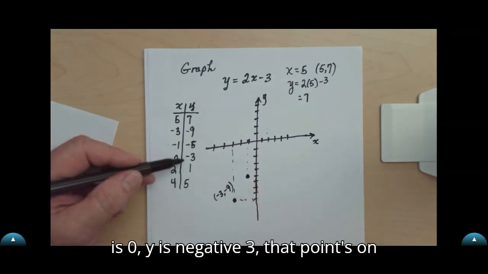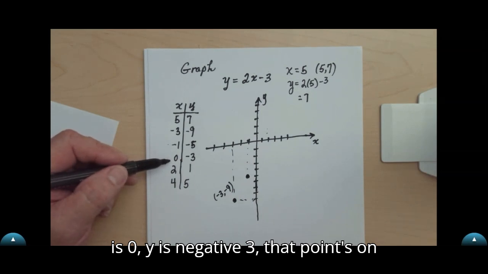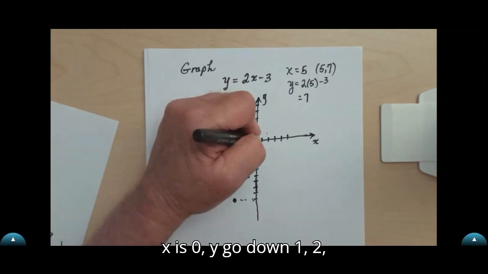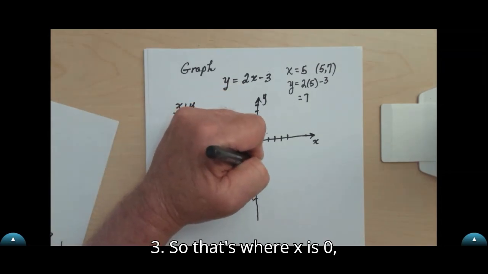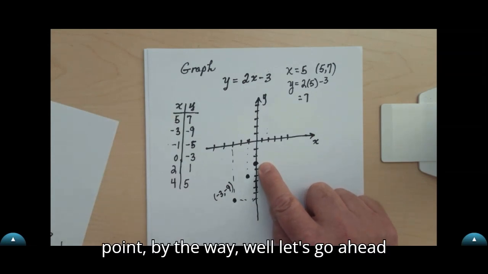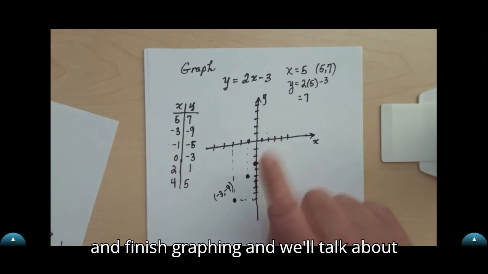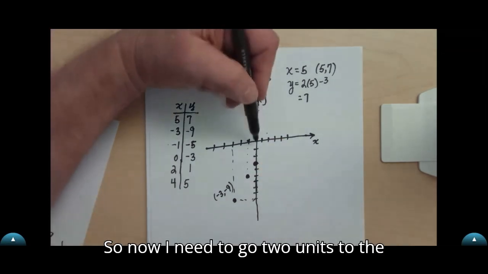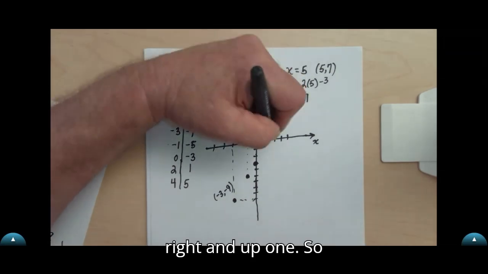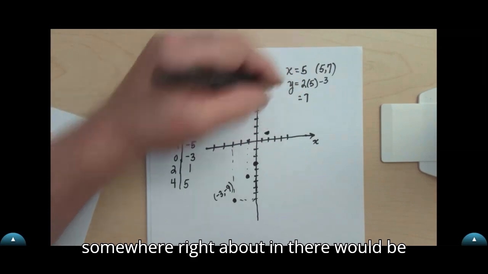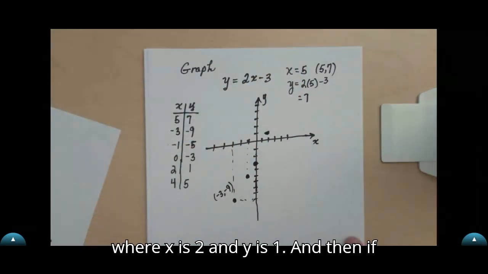If x is 0, y is -3. That point's on the y-axis, right? X is 0, y go down 1, 2, 3. So that's where x is 0, y is -3. That point, by the way, well, let's go ahead and finish graphing, then we'll talk about that point. If x is 2, y is 1. So now I need to go 2 units to the right and up 1. So somewhere right about in there would be where x is 2 and y is 1.